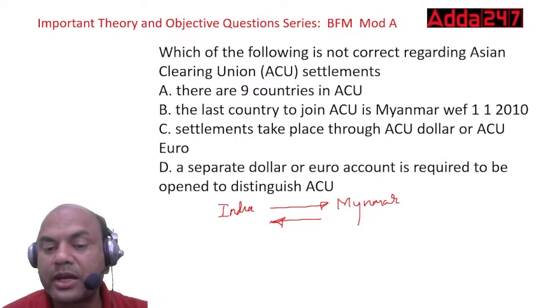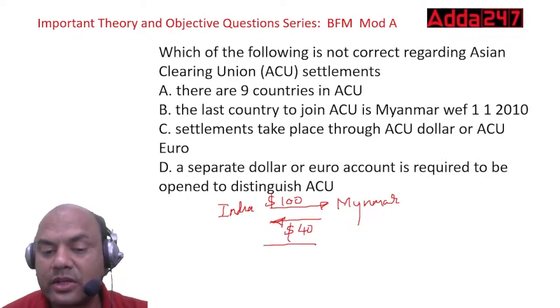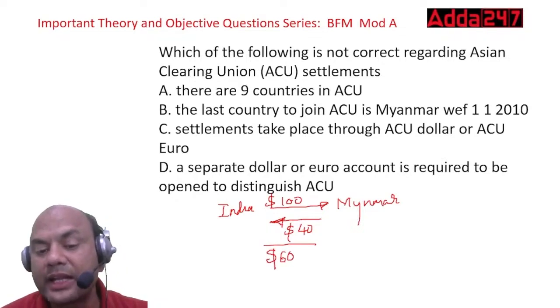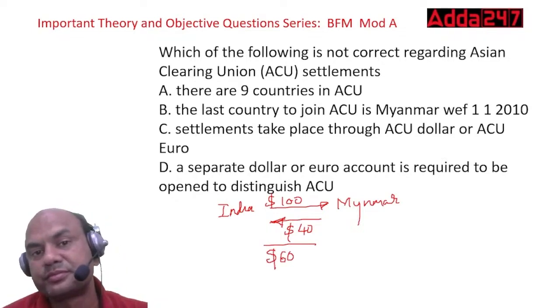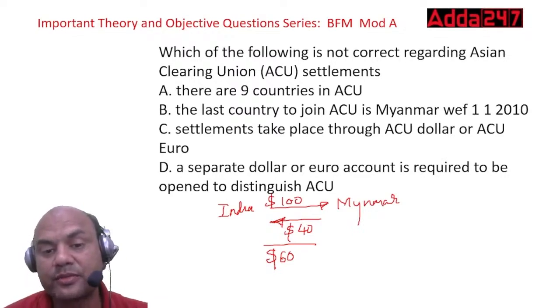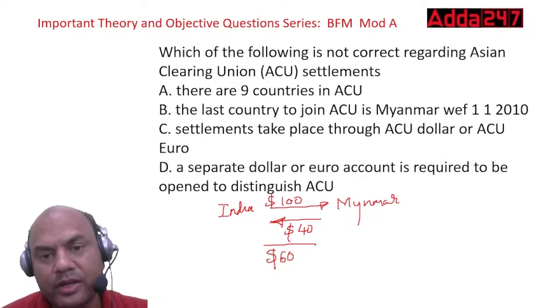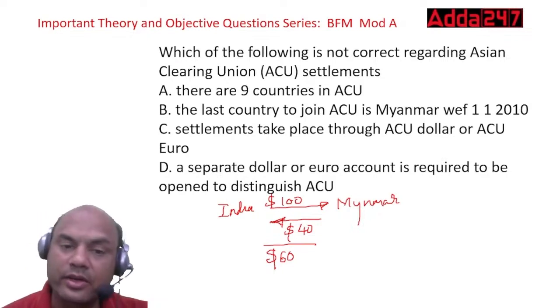India sells to Myanmar and Myanmar sells to India, both. India sells, let's say, $100 and Myanmar sells, let's say, $40. So the difference is $60, which is positive for India. That is known as ACU dollar. That is reported to the USA. So ACU dollar is not different. ACU dollar is a netting effect.